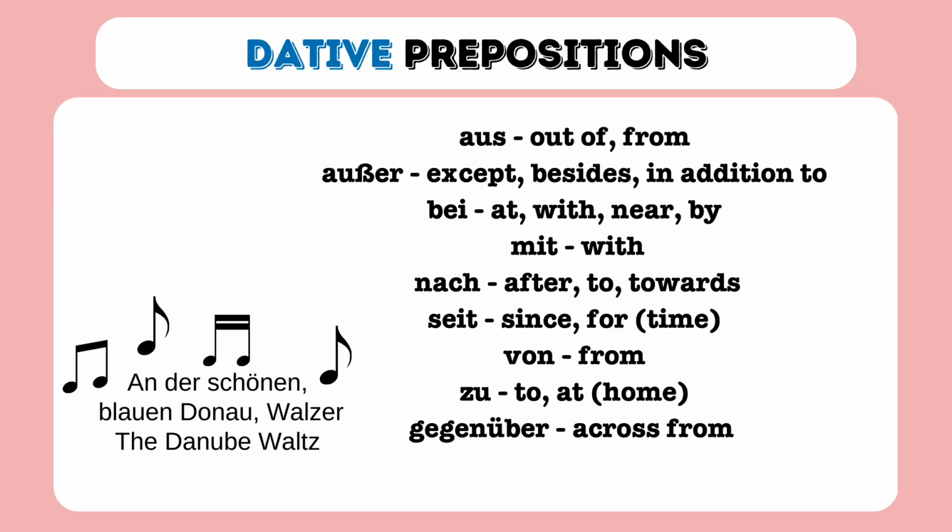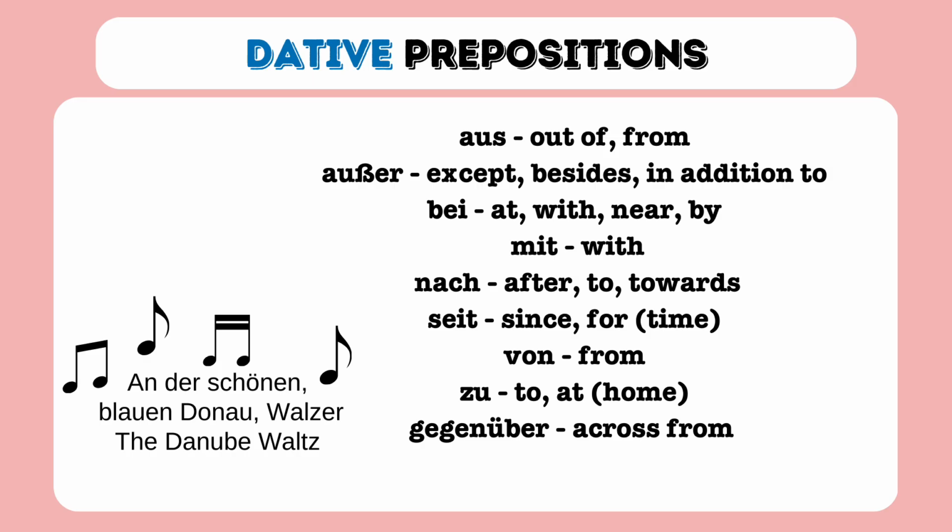Aus means out of or from. Außer means except, besides, or in addition to. Bei means at, with, near, or by. Mit means with. Nach means after, or to, or even towards. Seit means since, or for a period of time.